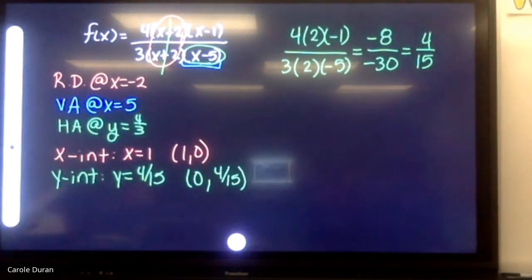How did you know the horizontal versus the oblique? I looked at the degree, or the number of x's, present in my numerator versus my denominator. They were the same, which means it's horizontal. And oblique has to be when there are more x's in the top than in the bottom. I'm gonna write that. The degree of the numerator is larger than the degree of the denominator.